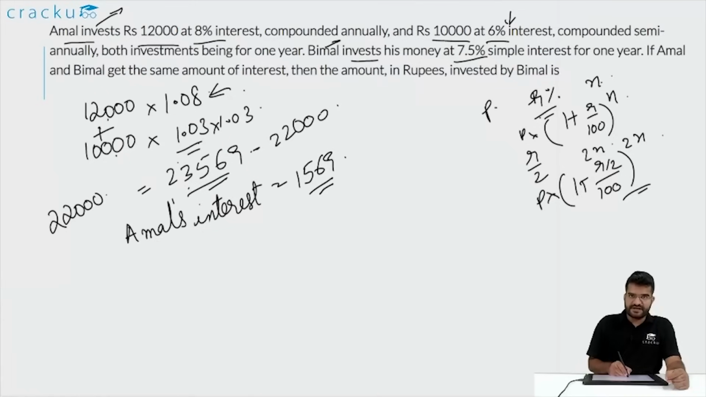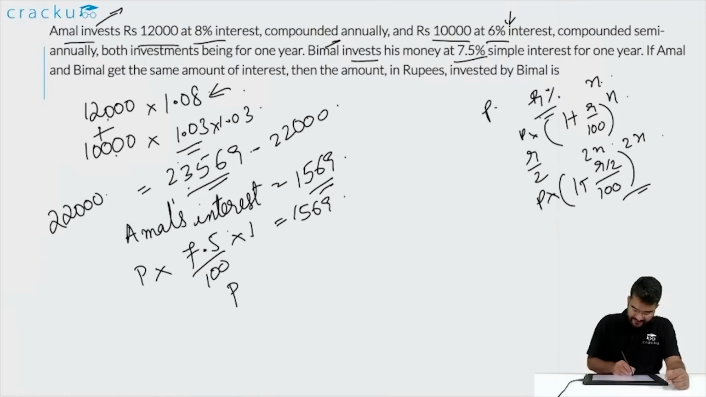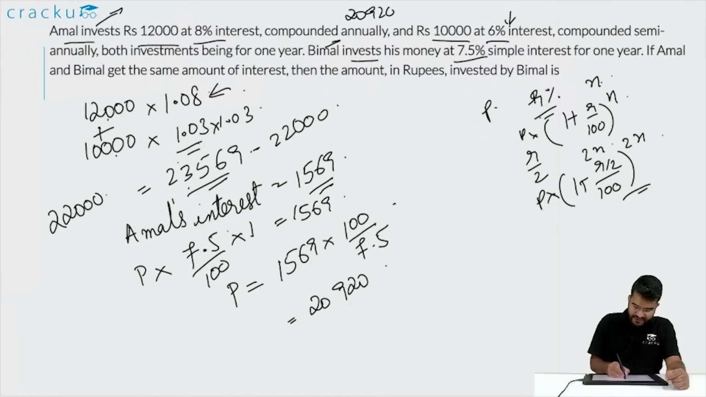Now this is the interest that Bimal also earned. Suppose his principal is P, invested at 7.5% simple interest for 1 year. This interest is equal to 1,569. Here you can multiply and find out that P is equal to 1,569 into 100 by 7.5. Again you can use your calculator to find out that the answer will be 20,920. So the answer in this case is 20,920.